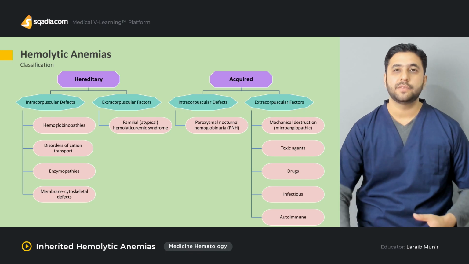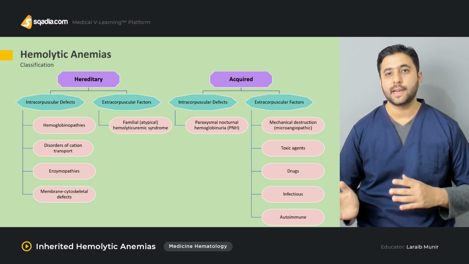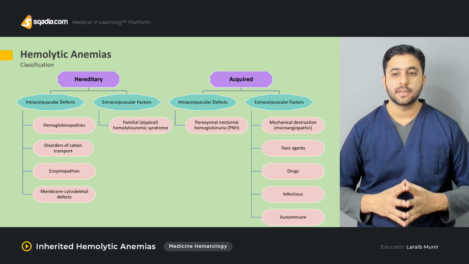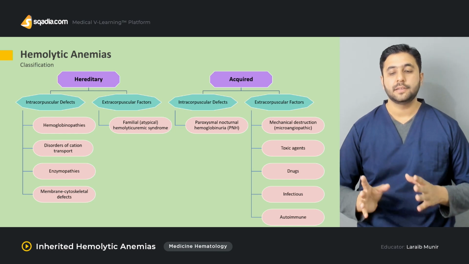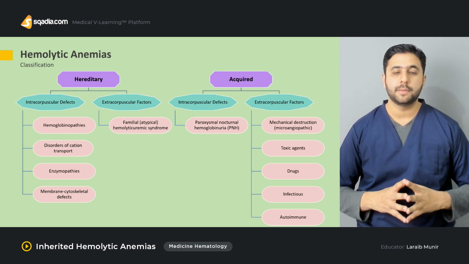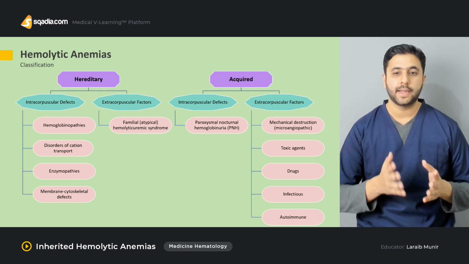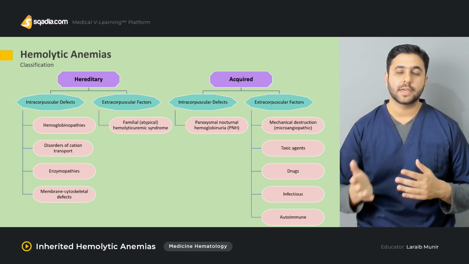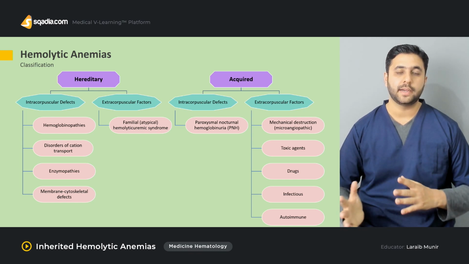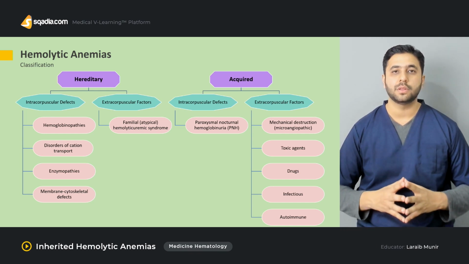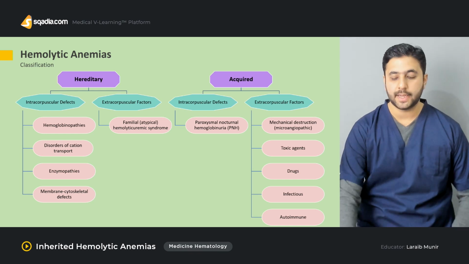And finally, the important one, which we are going to discuss in the coming lectures, are the autoimmune anemias, in which there is certain immunological problem that leads to RBC destruction. Our major focus is towards the hereditary anemias today, and in the second part of the lecture, or in the coming lecture, we are going to discuss the acquired types of anemias, specifically focusing on the autoimmune hemolytic anemias.